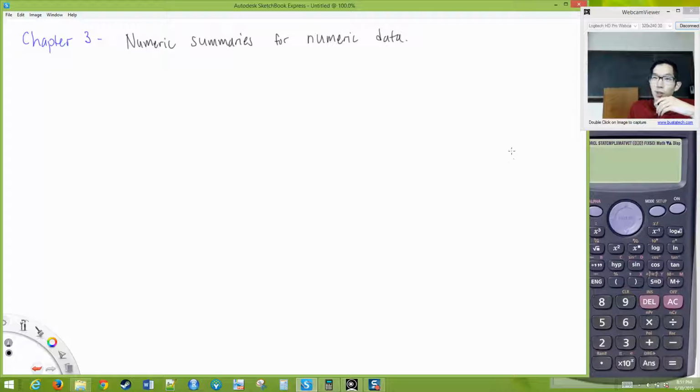And so we've talked about graphic displays of numeric data just before the break, which included a histogram and a dot plot, and later on we'll also talk about the box plot. So we have ways to describe numeric data graphically, and chapter 3 is about summarizing that numeric data with numeric summaries. Okay, and this is something that you guys are already familiar with.